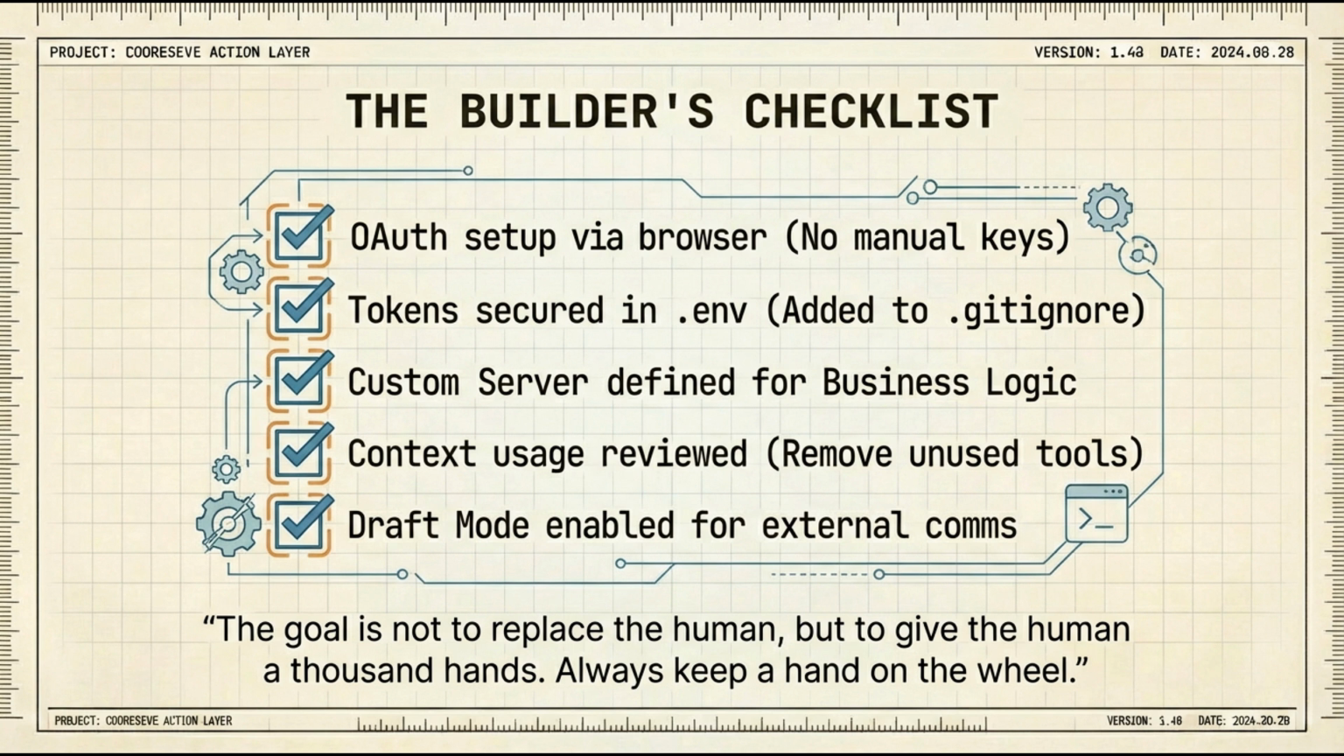But I want to circle back to that warning one last time. MCP is easy. It is seductive. But it is expensive in terms of brain power, in terms of tokens. Use it wisely. Do not clutter the brain with tools it doesn't need. Keep the context clean and your agent will stay smart.